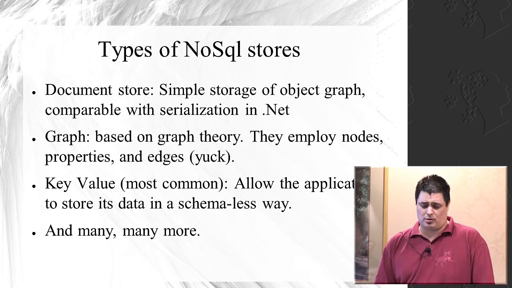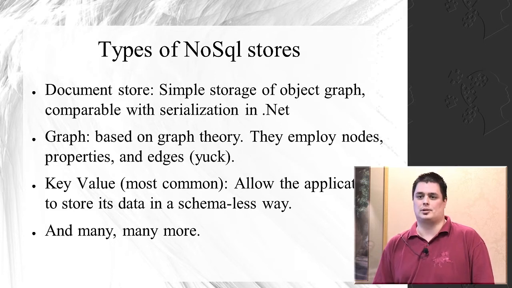There are also just as many different types of NoSQL stores. There's document stores, and those are pretty simple to understand. The best I can give you is it's comparable to serialization in .NET. So imagine you had an object and its sub-objects, and you serialized it and wrote it to a disk. That's pretty much what you're going to get when you're using a document store. By the way, the one we're going to look at today is just one of those. Raven is a document store.